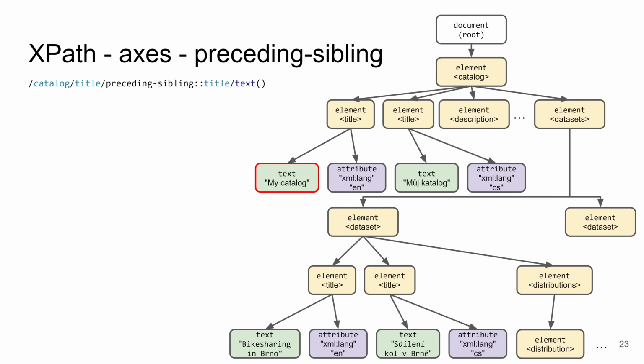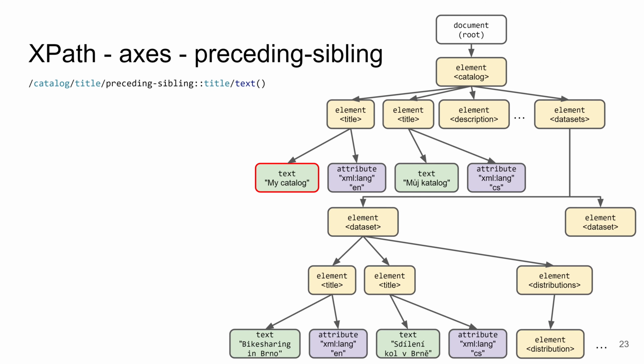For instance, this one shows a preceding sibling selection. So from the document root, we go to the catalog element. From the catalog element, we go to the title element, selecting the two title elements that we have there. And from there, we should go to the preceding sibling title element. Well, which one is that one?